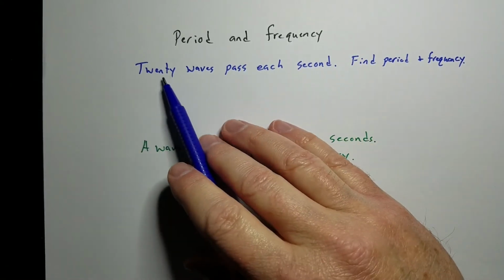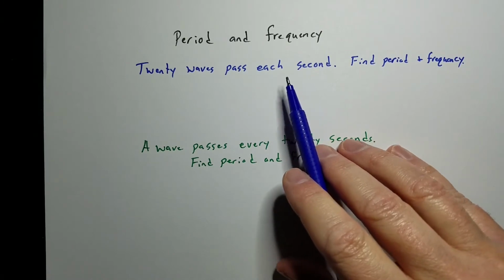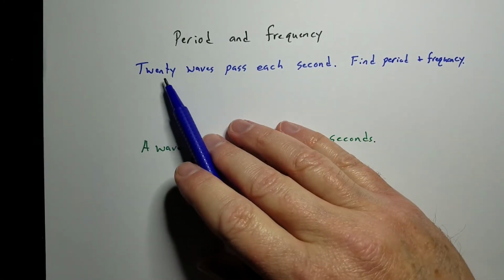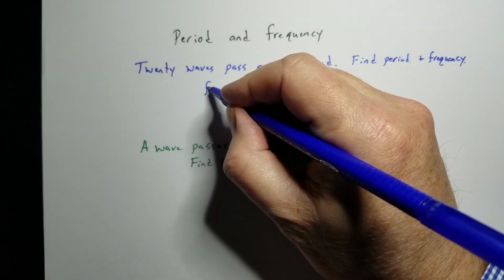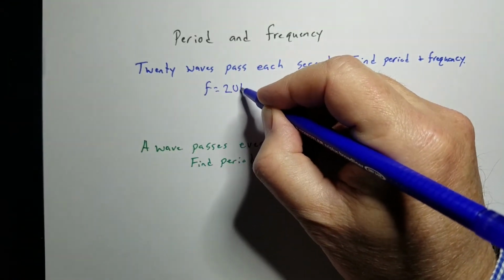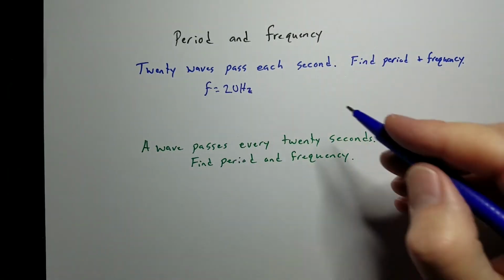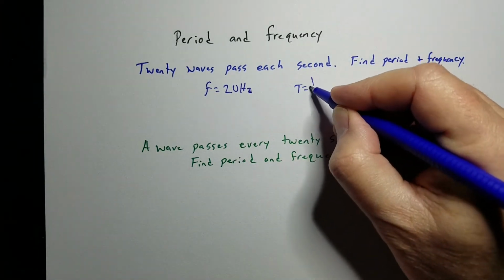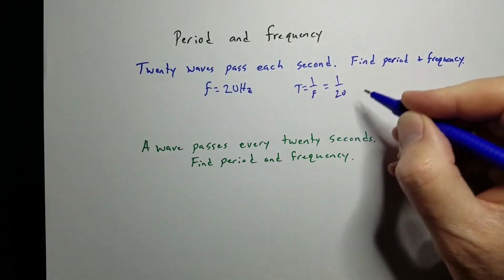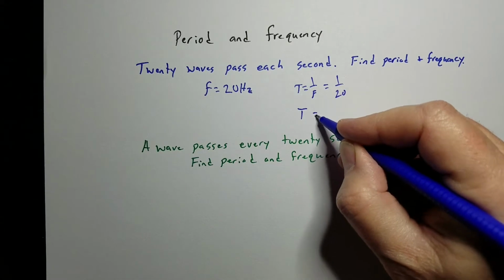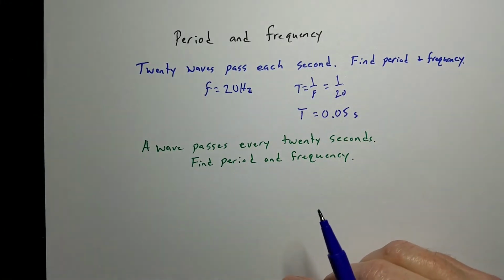Okay, so 20 waves, it tells you how many waves pass every second. Since it's telling you how many, that is a frequency. So the frequency is 20 hertz. Now the period would be 1 over the frequency. So that'd be 1/20. So the period is 0.05 seconds.